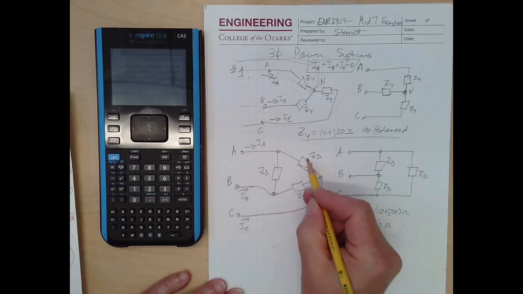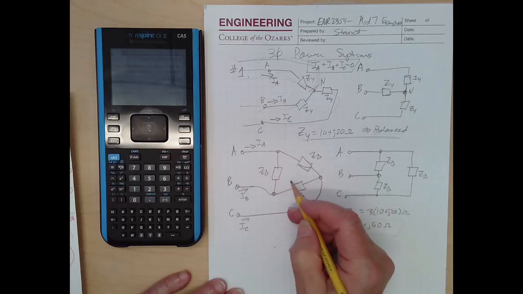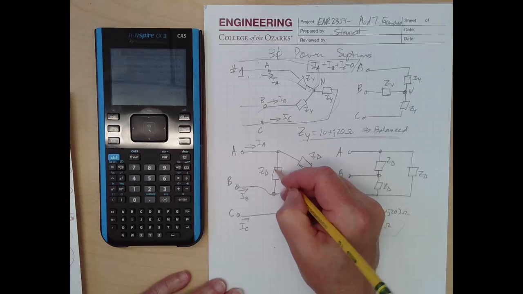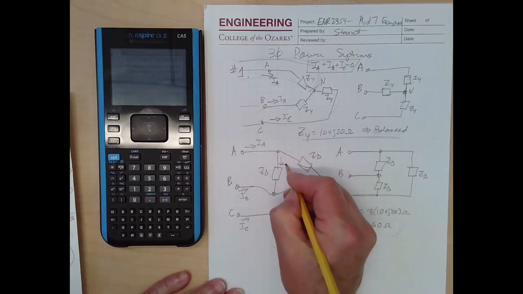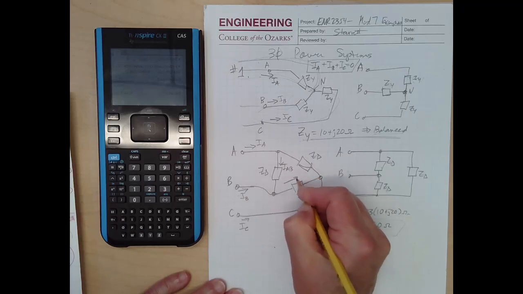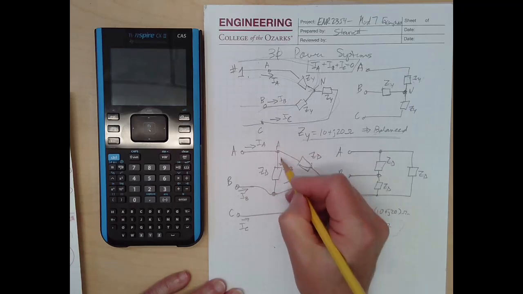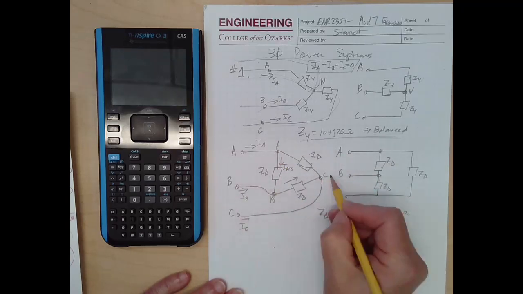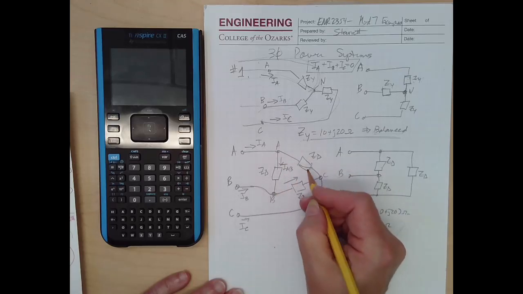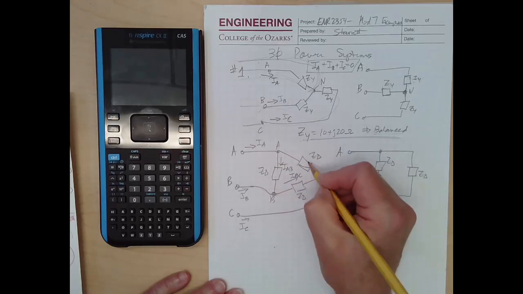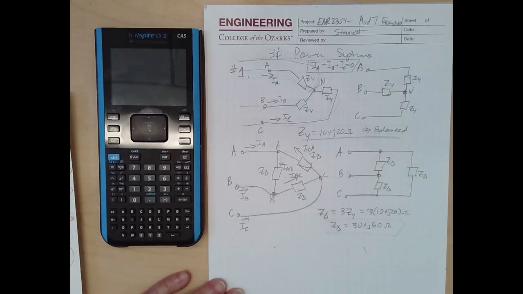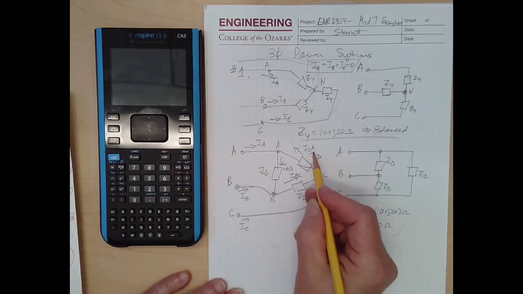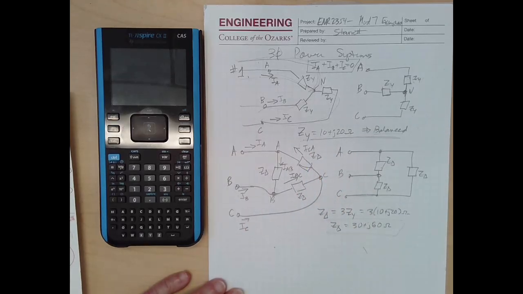But now notice, in one phase of a delta, each phase is connected between the 2 lines, and so we can make some new currents: IAB, the current from A. This would be like points A, B, and C, the lines. So IAB, IBC, ICA. Everything comes in sets of 3. AB, BC, CA, going around in a circle for the currents.